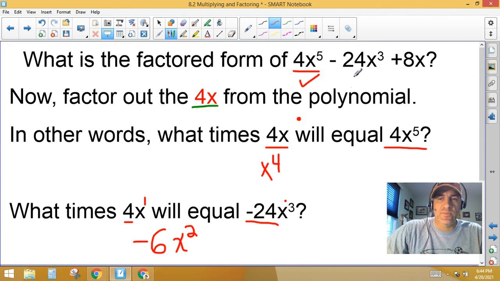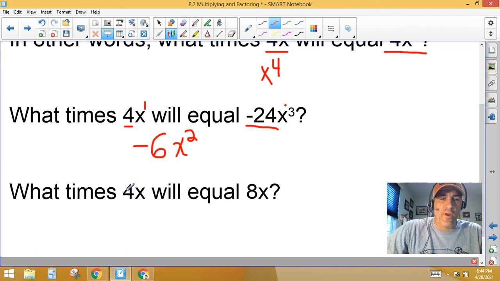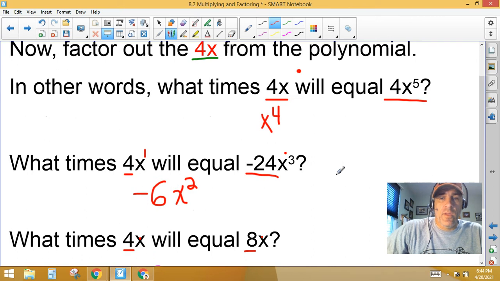And now my last piece is 8x. What times 4x will give me 8x? Well, look at my coefficients again. 4 times what gives me 8? That's a 2. I have an x, and I want to get to an x. I don't need any other x's. Okay? So now what that leaves me with is, where am I?